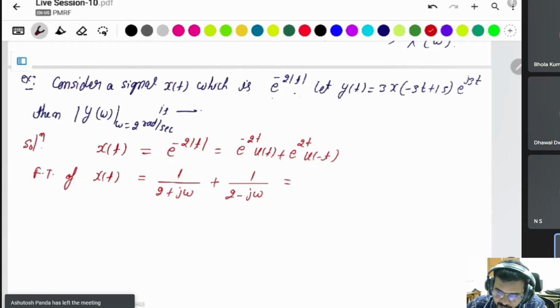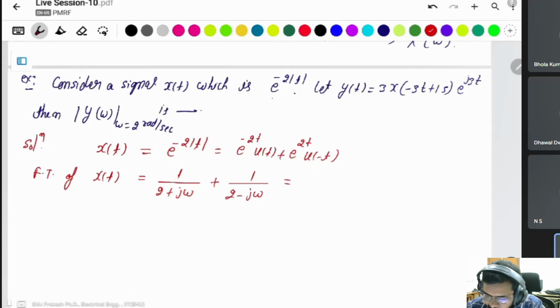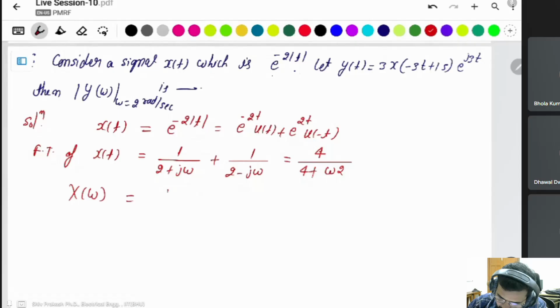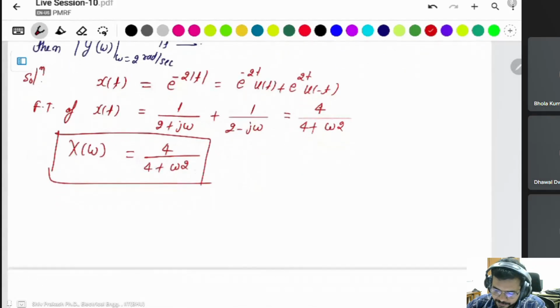Oh, sorry, this will be the linearity property. If you add this one, this will be 2 plus 2, 4, divided by 4 plus omega square. It means you can write X of omega is equal to 4 divided by 4 plus omega square. Fine.